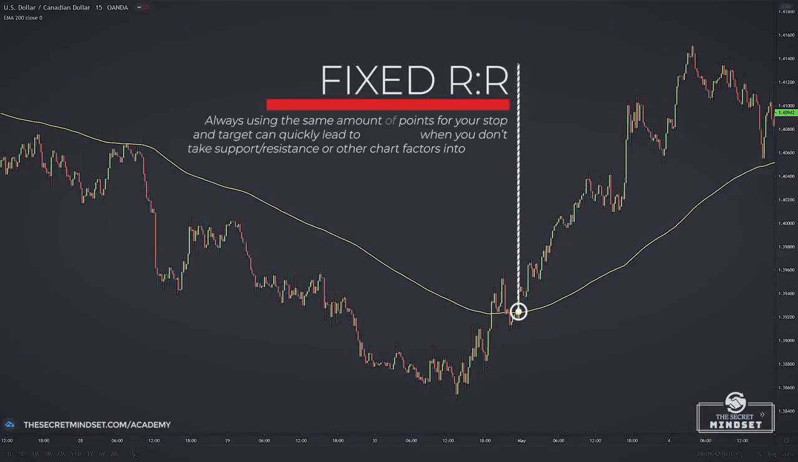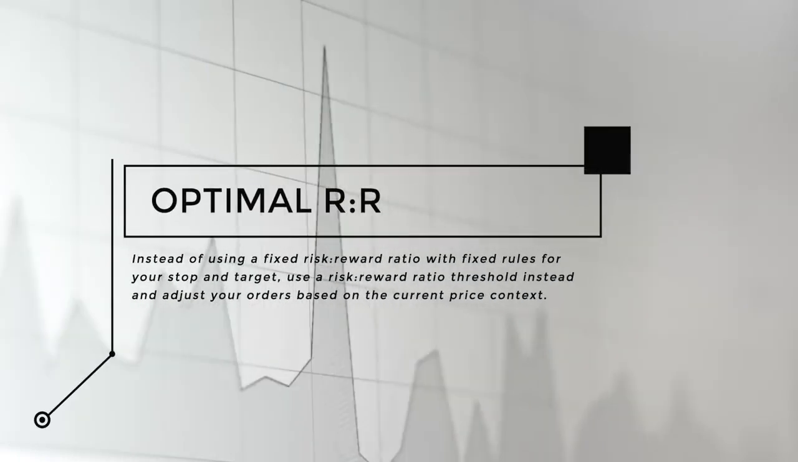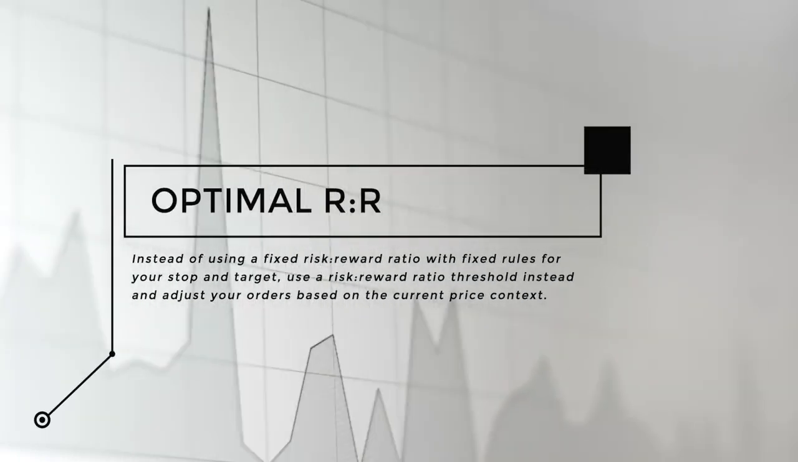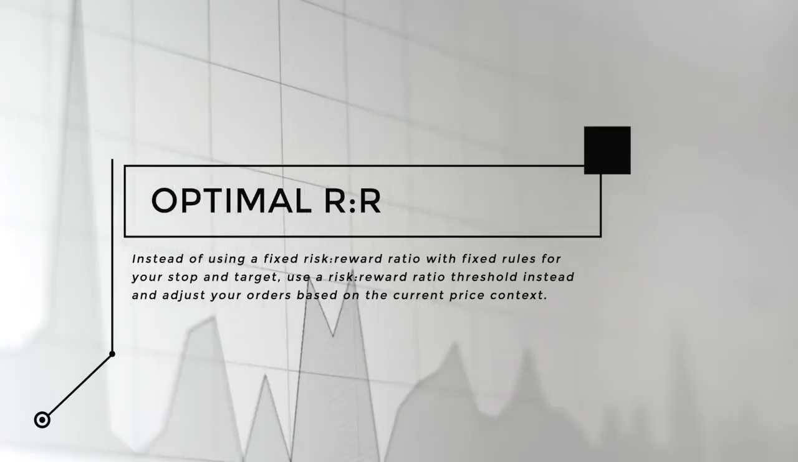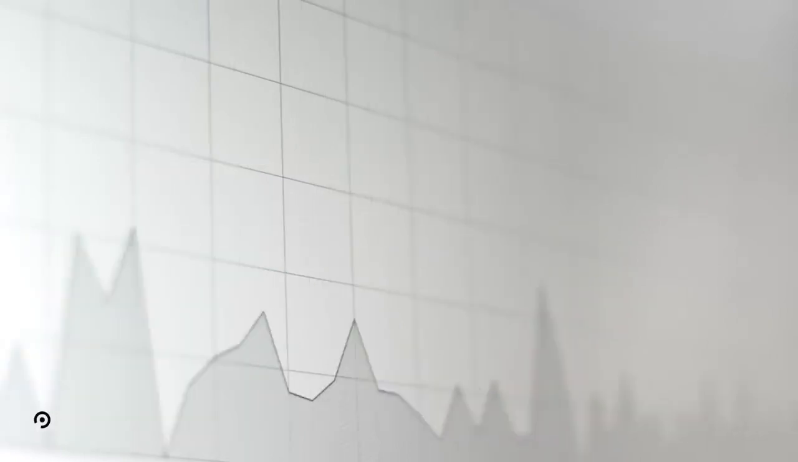Always using the same amount of points for your stop can quickly lead to problems when you don't take support or resistance or other chart factors into context. Also, when you don't adjust your profit target based on the price chart in front of you, you can easily make the mistake of placing the order at strategically bad or hard to reach areas. Thus, instead of using a fixed risk-to-reward ratio with fixed rules for your stop and target, work with a risk-to-reward ratio threshold instead and adjust your orders based on the current price charts and the price context.